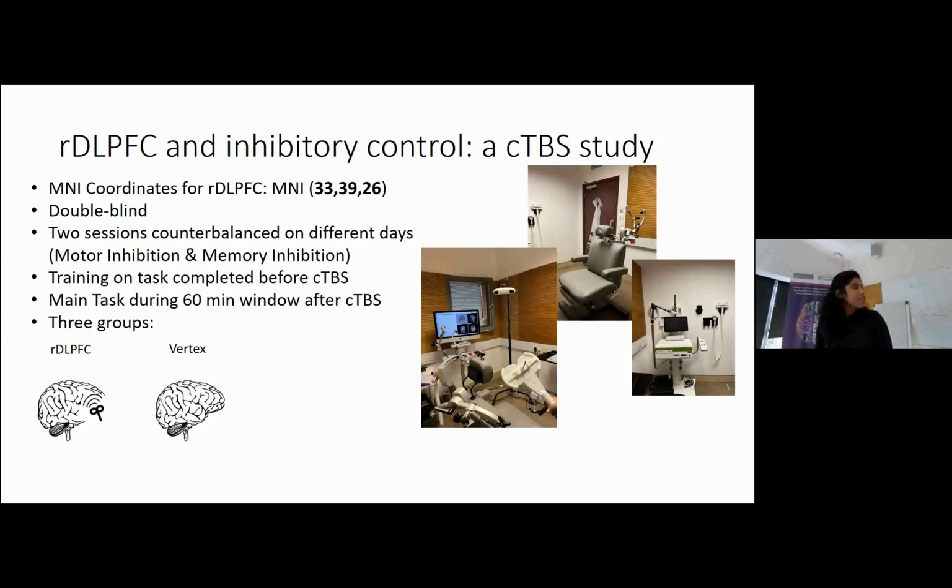And then we had a vertex group, which we used as a control region. So they received this cTBS at the vertex though. And sham, which received stimulation at the correct spot in the DLPFC, but we used the sham coil instead of the actual stimulation coil. So initially our plan was to have 30 participants per group, but then we ended up with 24 because of the pandemic. So we just decided we'd go with that.